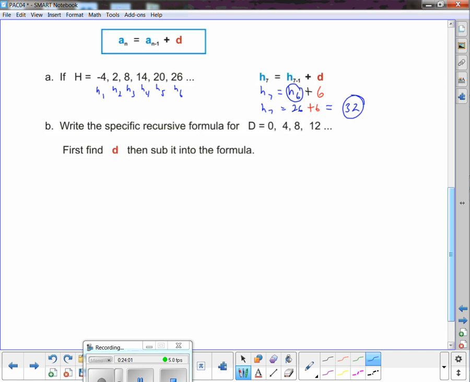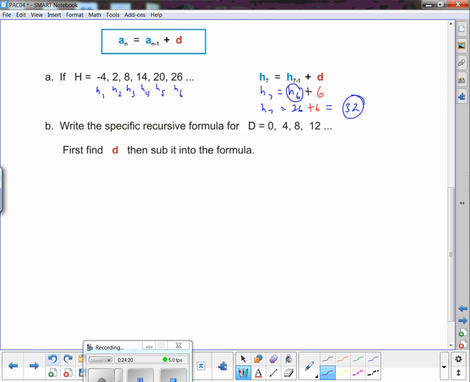That's all we've got to do to write a specific recursive formula. So here's what I mean. Everything here is a variable, correct? Everything in the blue box, it's all variables. So this is the recursive formula for any arithmetic sequence, any one at all.